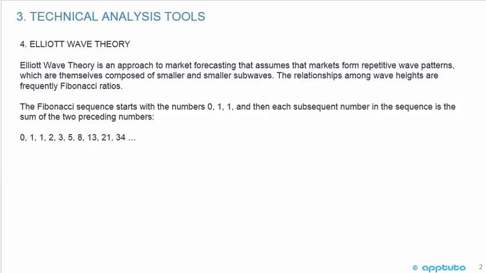The Fibonacci sequence starts with the numbers 0, 1, 1, and then each subsequent number in the sequence is the sum of the two preceding numbers. So we can see 0, 1, 1, then it goes 2, 1 plus 1 equals 2, then 2 plus 1 equals 3, 3 plus 2 equals 5, 5 plus 3 equals 8, 8 plus 5 equals 13, 13 plus 8 equals 21, 21 plus 13 equals 34, and it would carry on.